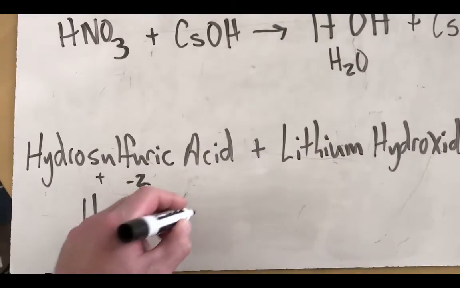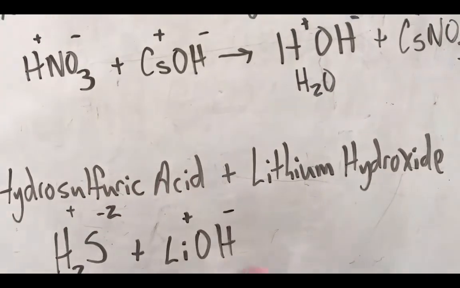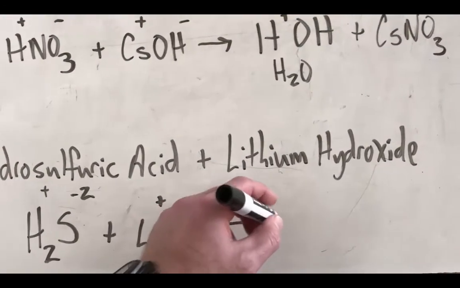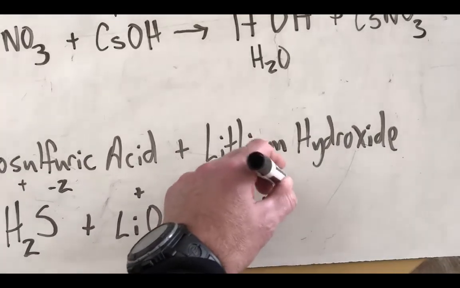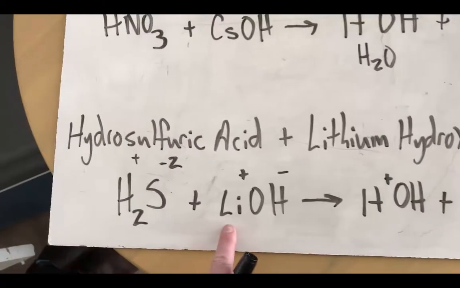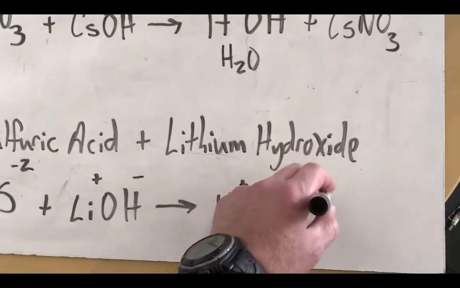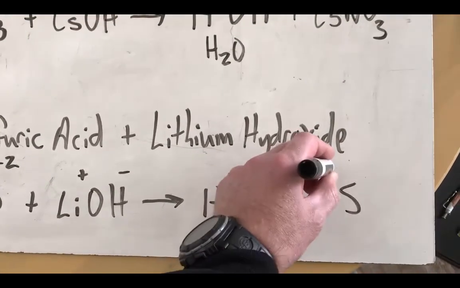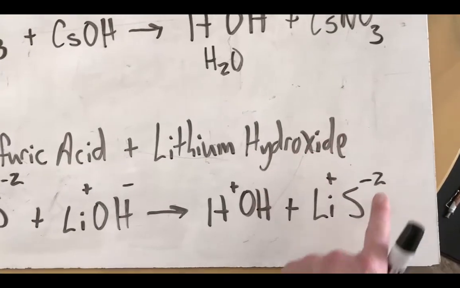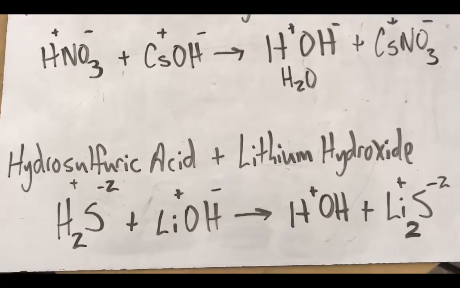Lithium hydroxide. Lithium, Li, hydroxide. It's a plus and a minus. We know that this is going to react and we're going to get a water molecule and lithium sulfide. So, double displacement. I'm going to have Li2S. Lithium's a +1, sulfur's a -2, so this has to come down here. So that's 2. Now, we still need to balance it.